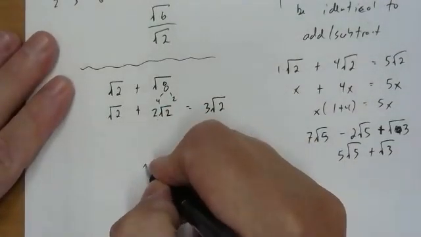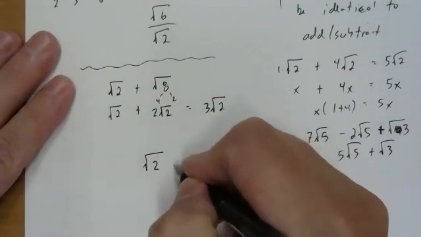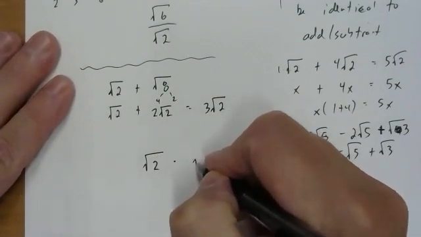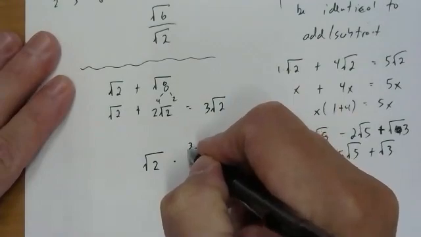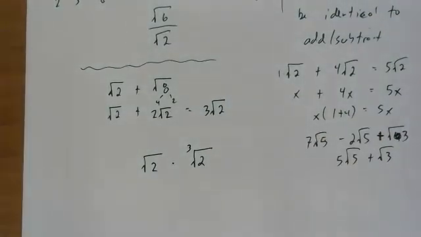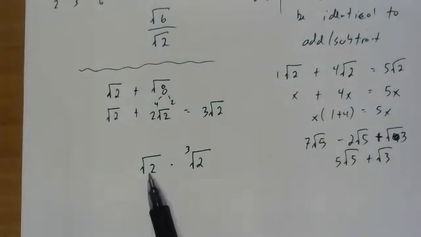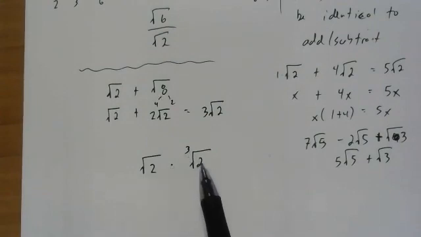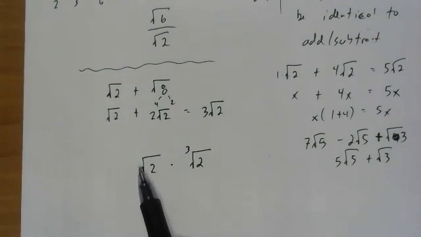So for example, what about square root of 2 times the cube root of 2, right? So this is a cube root. Here, there's a 2 here. This is a square root. What can I do here? Can't really do anything. I multiply radicals if the roots are the same.